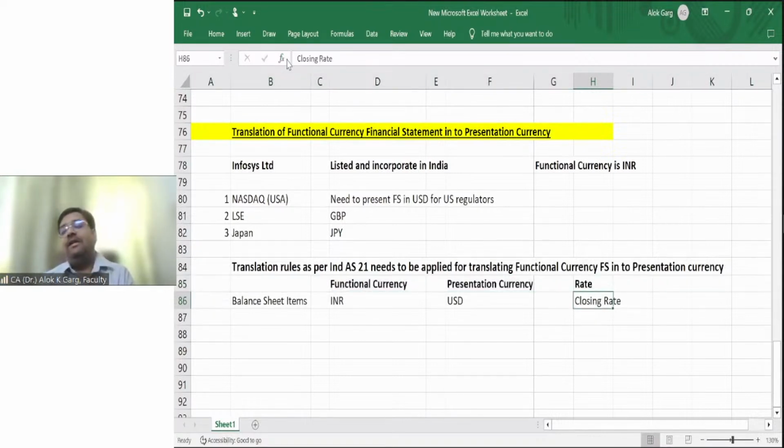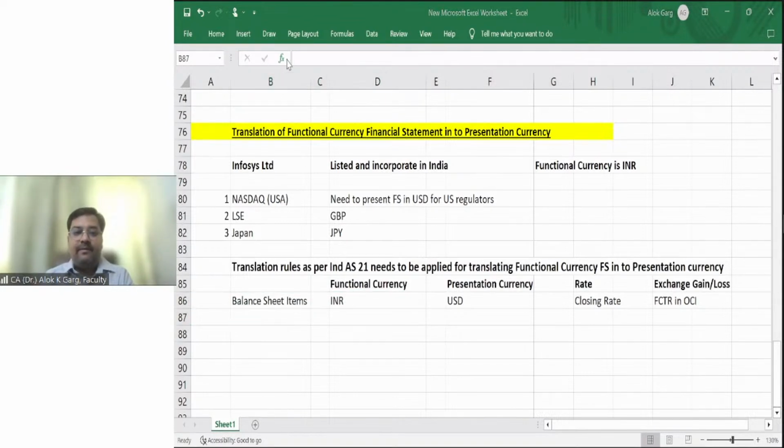Sir, if we translate at the closing rate, a difference will arise. Where will the exchange gain or loss go? It will go to the foreign currency translation reserve in other comprehensive income, OCI, because this is a notional one.